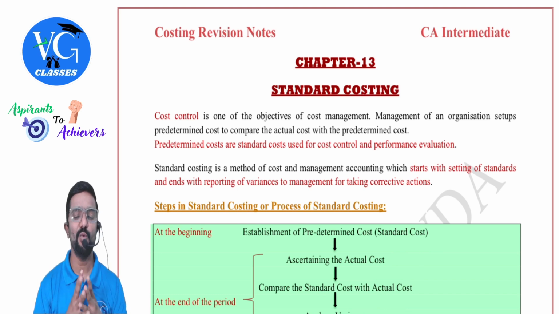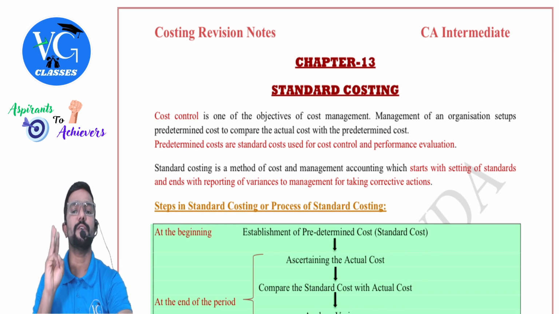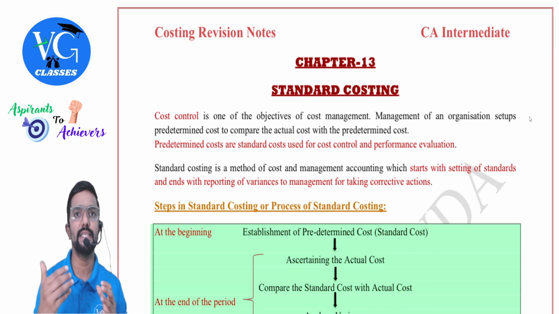Yes, students. Now we will revise chapter 13, which talks about standard costing. Many of the students find it difficult because of the formula, but we will try to make it easy. We will try to analyze the logic behind each of the formulas, guys. So there are three different types of variances we need to calculate in this chapter.